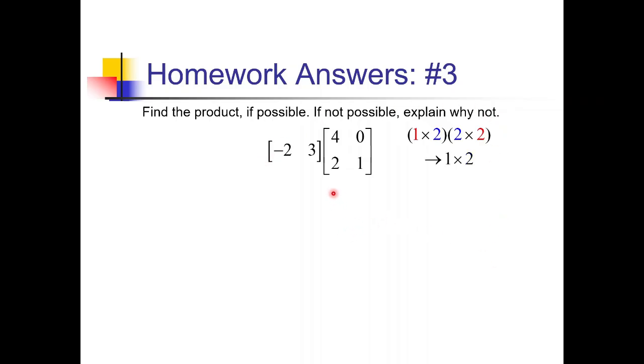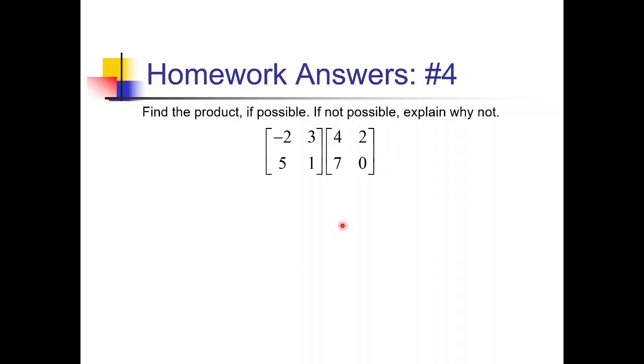All right, so let's do our multiplication then. So we have just this one row times these two columns. So we have negative 2 times 4 plus 3 times 2. And then we also have negative 2 times 0 plus 3 times 1. And now just to simplify all that, this is negative 8 plus 6, so negative 2. And we have 0 plus 3 is 3.